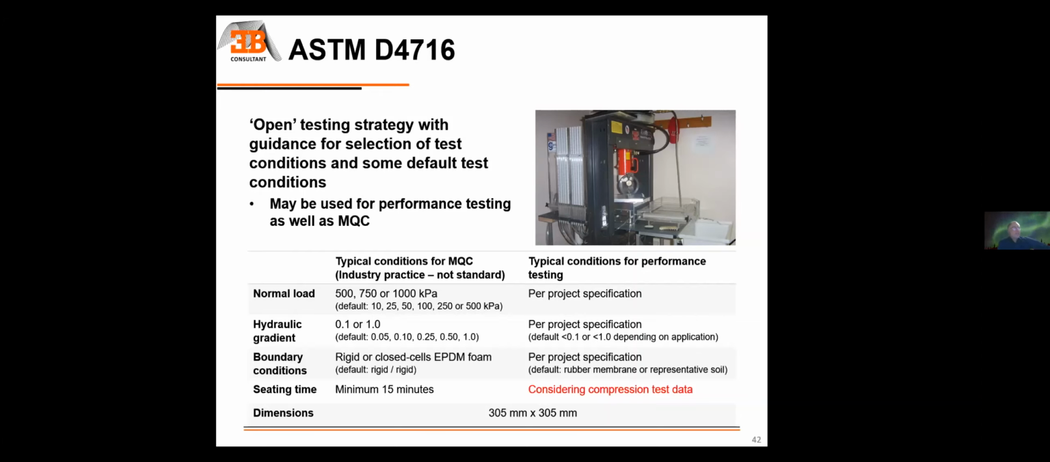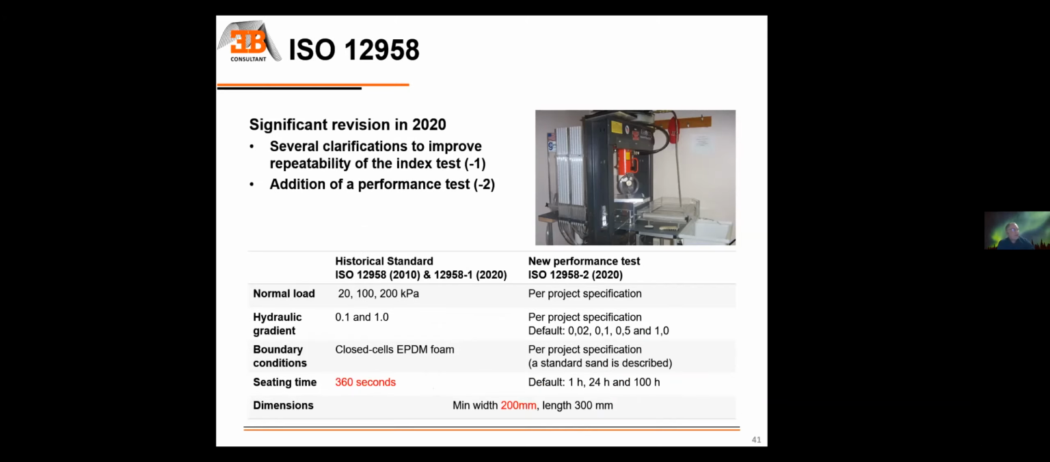It provides some guidance for the selection of test conditions, and it can be used for performance testing and MQC. Something I forgot to mention before is that in ISO 12958, the standard test, which requires only 6 minutes of sitting time with very precise and repeatable test conditions, is extremely convenient for MQC. So it's not something which is bad. It's just like when you test transmissivity, you have to differentiate testing for design and testing for MQC. And that's not the same philosophy of work.